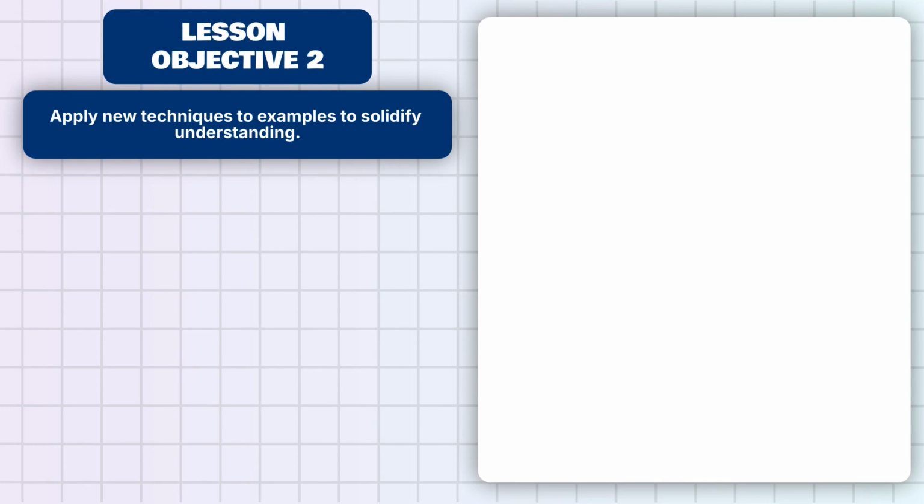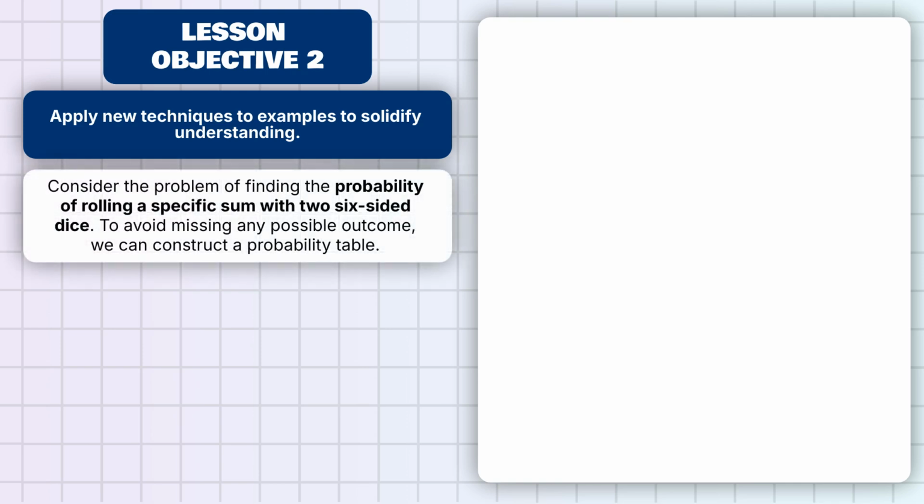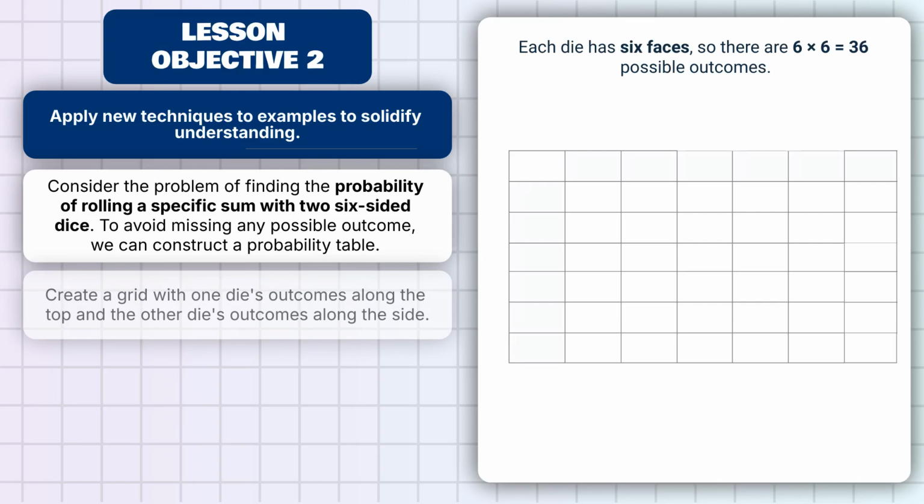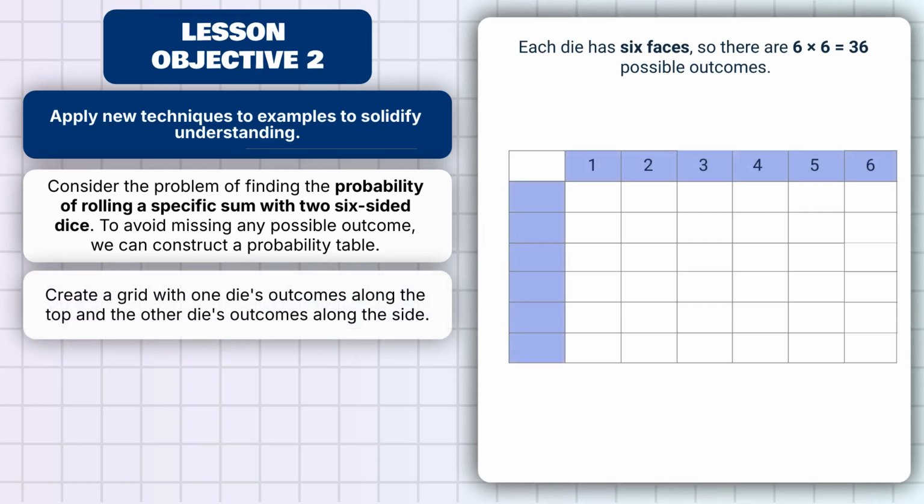Now let's look at an example of rolling 2 dice. Consider the problem of finding the probability of rolling a specific sum with 2 6-sided dice. To avoid missing any possible outcomes, we can construct a probability table. First, we construct the sample space. Each die has 6 faces, so there are 36 possible outcomes. Create a grid with one die's outcomes along the top and the other die's outcomes along the side. Next, we fill in the table.